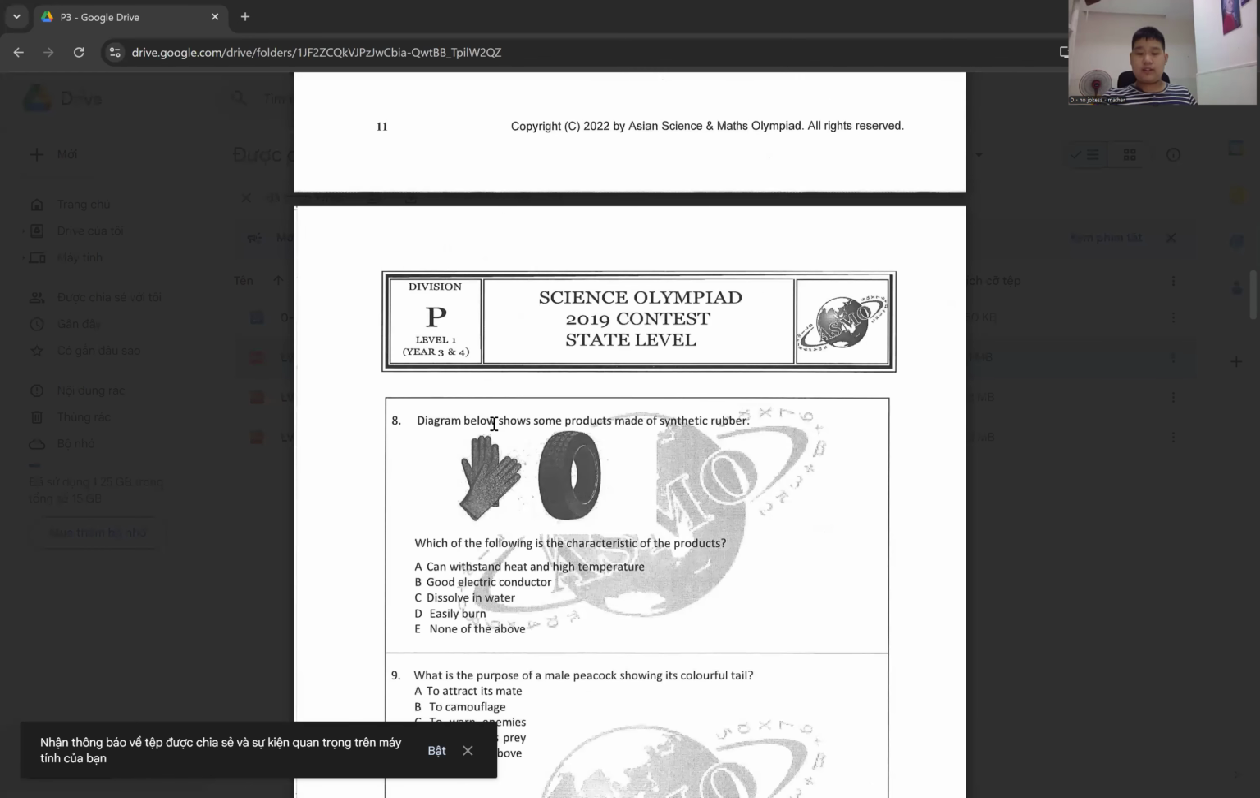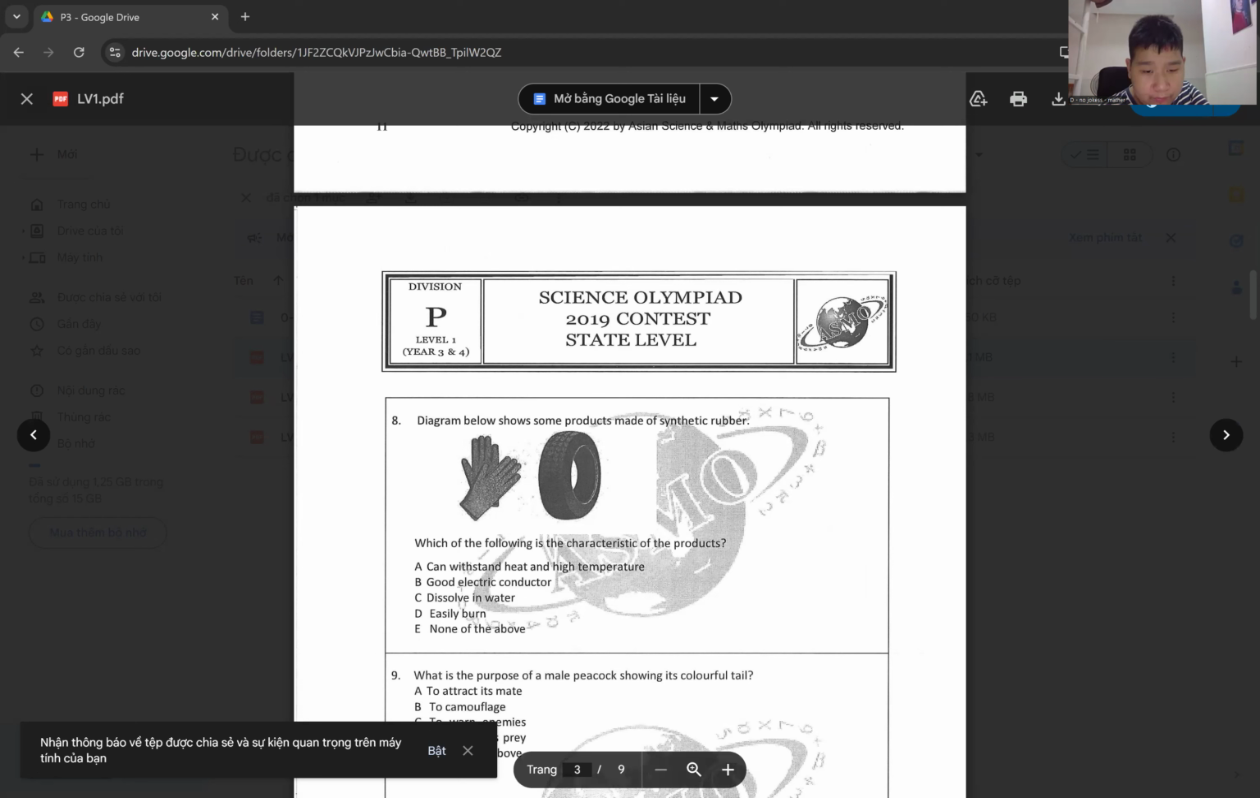So, here are some diagrams that show some products that are made of synthetic rubber. As you can see, there are some gloves and a rubber tire. Which of the following is a characteristic of both of these products? Well, these products are not metal, so we instantly get B out. Metals and metalloids are the ones that are actually good at conducting heat and electricity. It cannot dissolve in water.